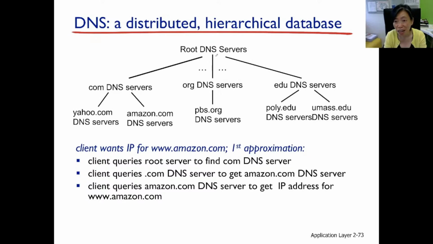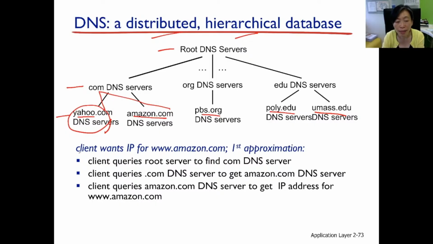Therefore, DNS is not a centralized system, but rather a distributed hierarchical system. And this is how the hierarchy looked. At the top, the root DNS servers. Second level, the .com, .org, .edu DNS servers. The lowest level, or the authoritative server level: yahoo.com, amazon.com, pbs.org, poly.edu, umass.edu. So what you're seeing here is that .com further breaks up the namespace, and each of these servers at the bottom will serve a small range of the names on the internet, right? So it distributes the load of the name to IP lookup.